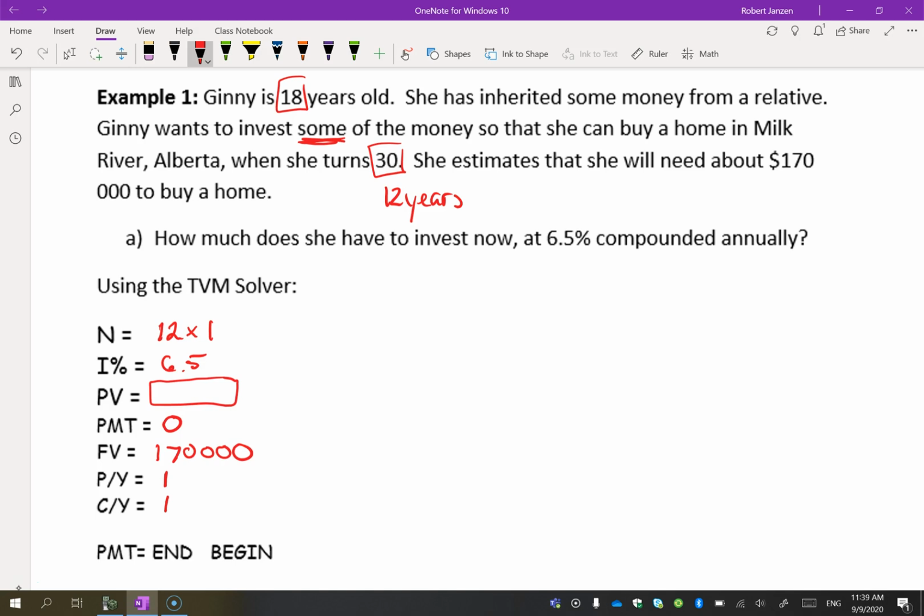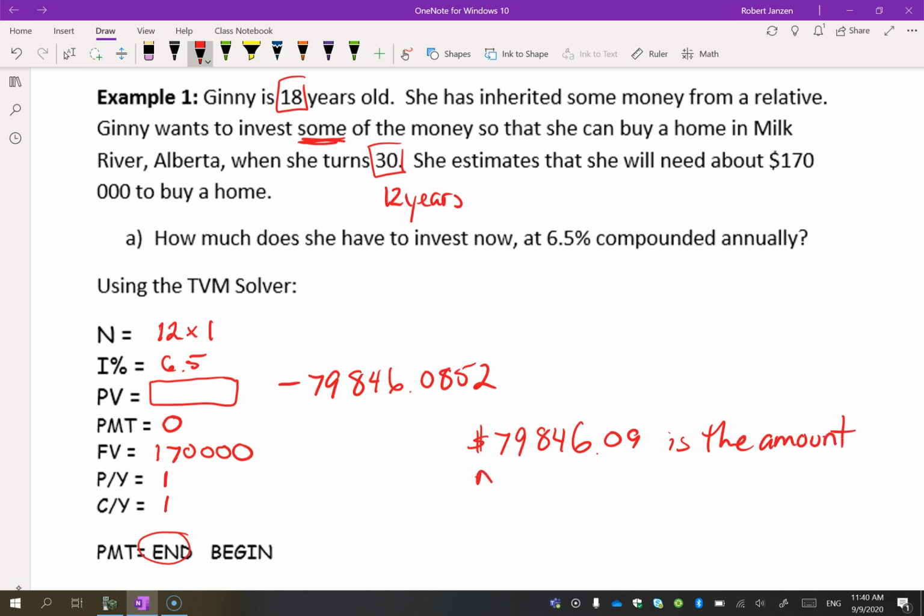So let's put that in the calculator. Oh, by the way, this should be end, and it almost always is end. Okay, if we put this, we're going to get negative 79,846.0852. Now you can't put that as your answer. You have to know, what does that answer mean? That means that she had to invest this much money. That is the amount needed to invest.